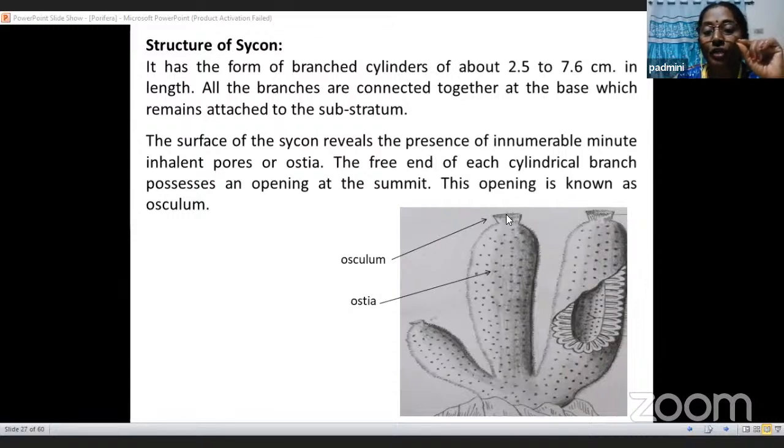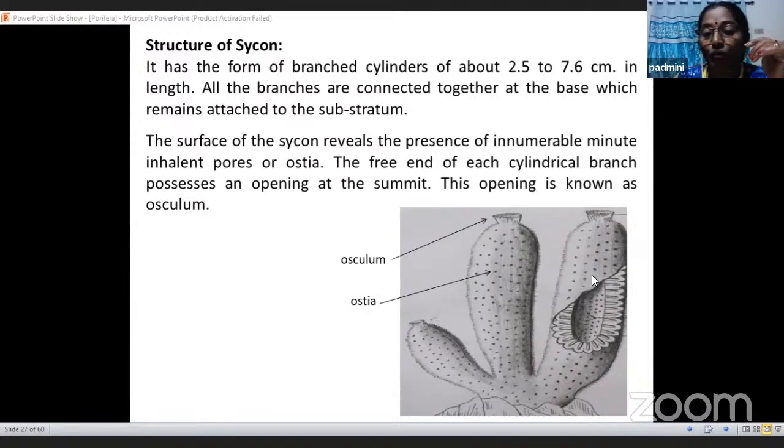So this is an osculum, the larger pore. This is a little bit of a cut part that is given over there, showing how the ostia look. The water enters through this. This is the central cavity that we're talking about, or the spongocoel.